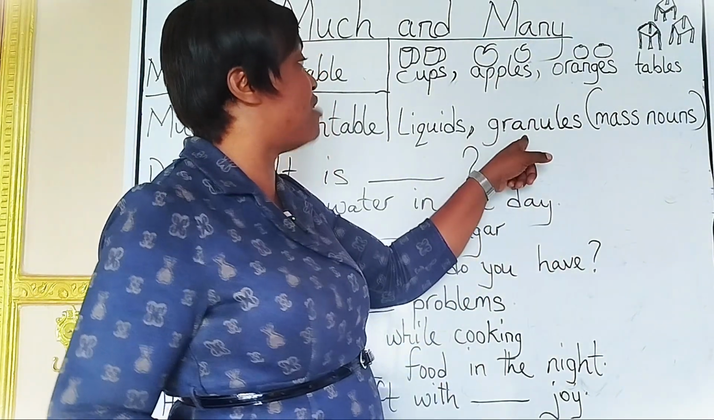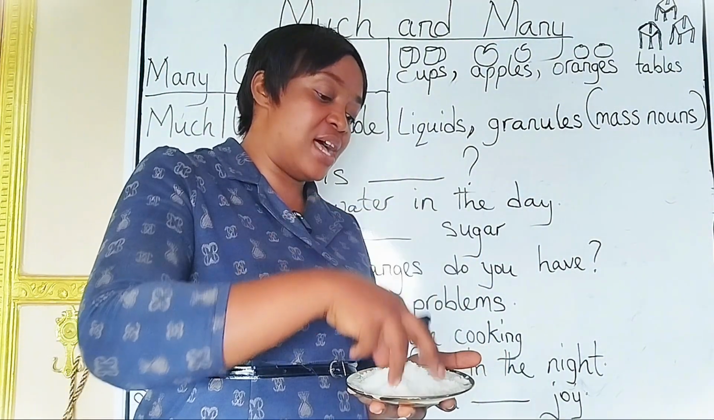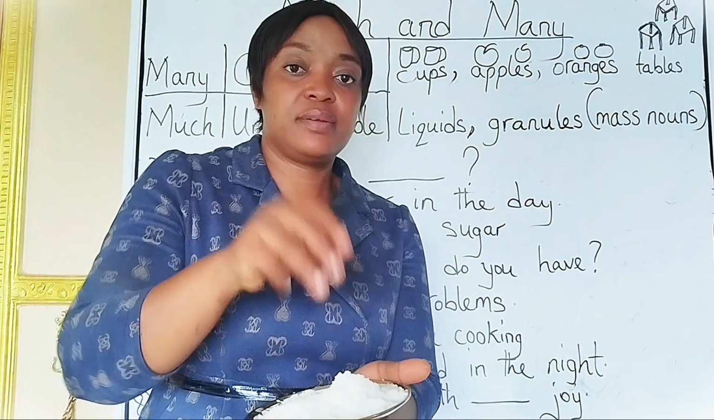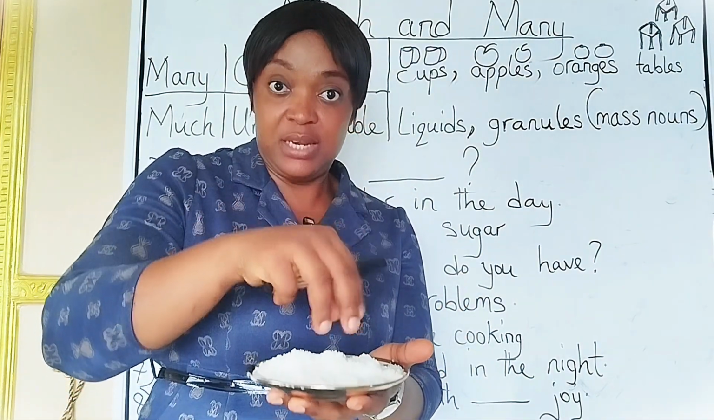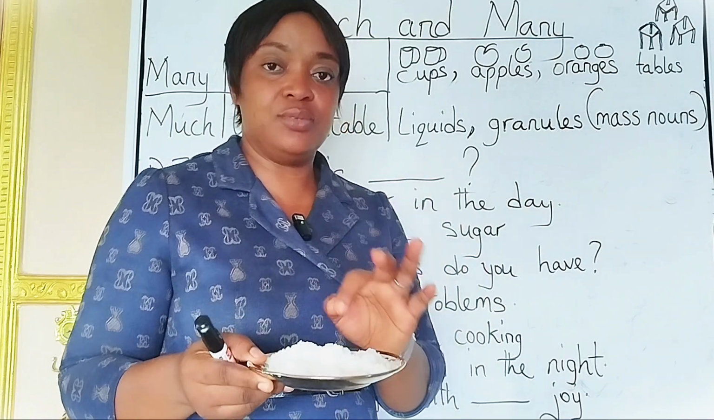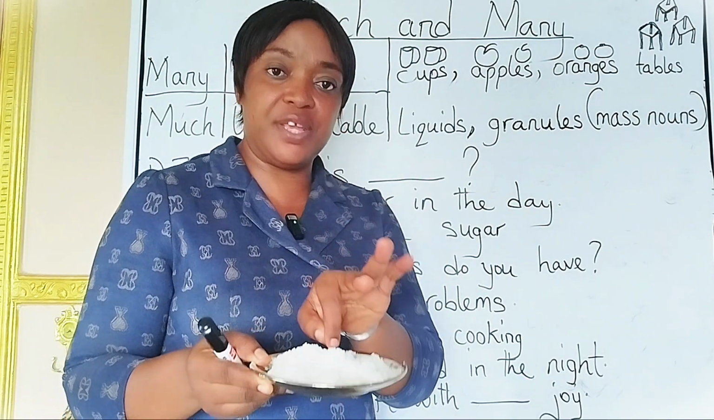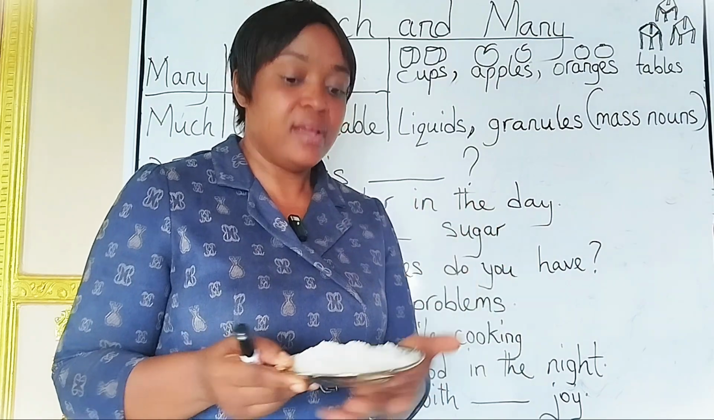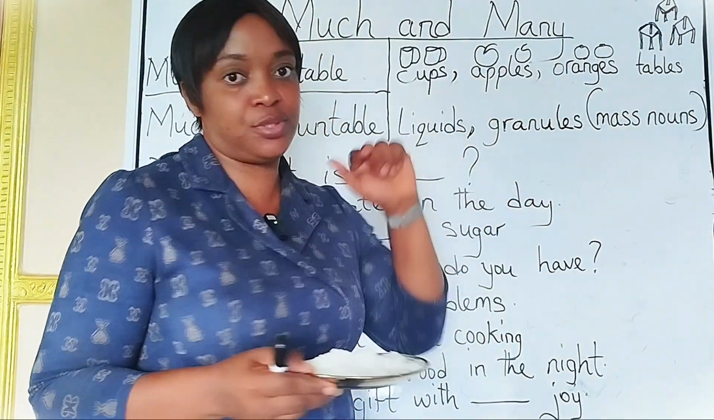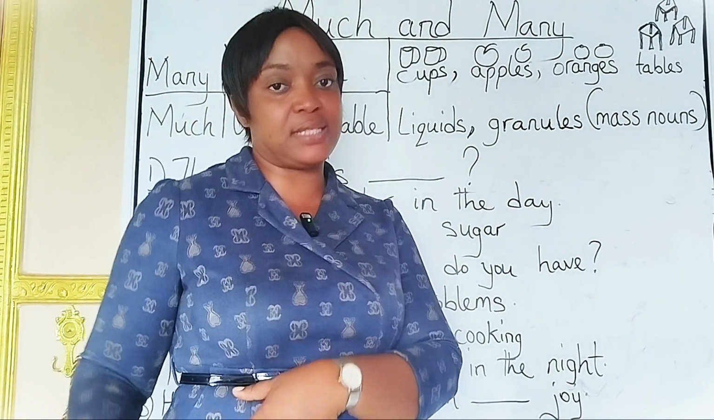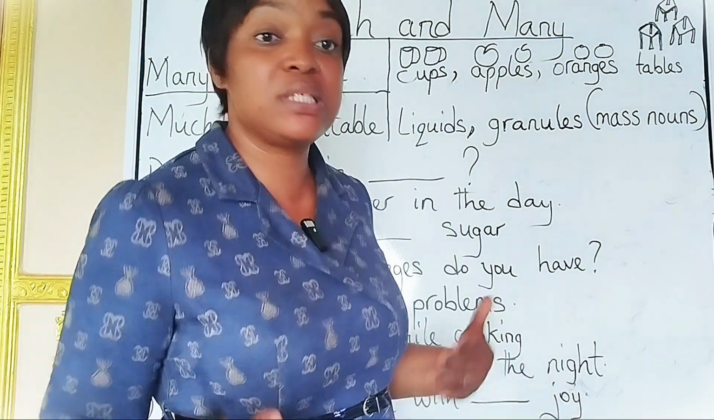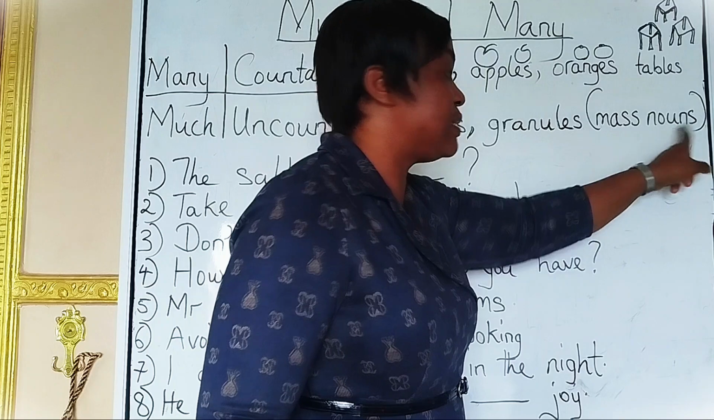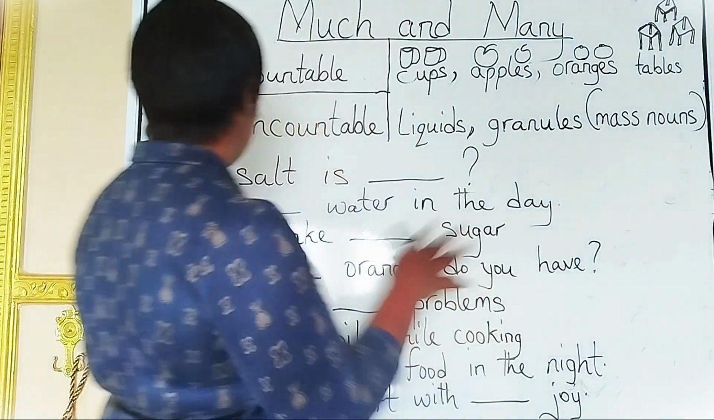All right. And things that are granules. Granules are things like salt in this form. Can you see it? I hope you did, right? Granules are things like this. This is salt. It could be sugar. Any of them is called granules. So when you have things like this, we can't count them. So we say much, and I call them mass nouns. They are called mass nouns. All right, let's go ahead.